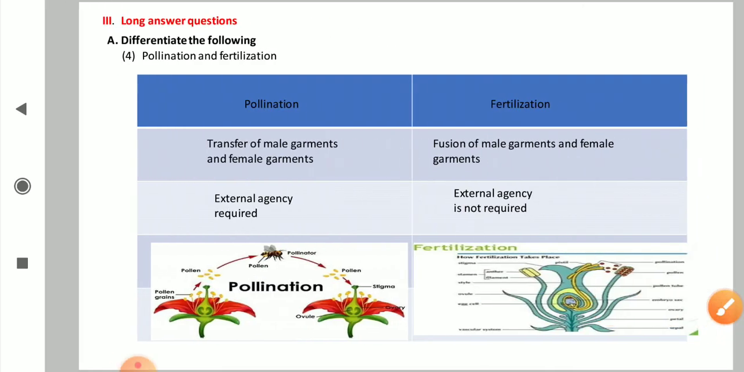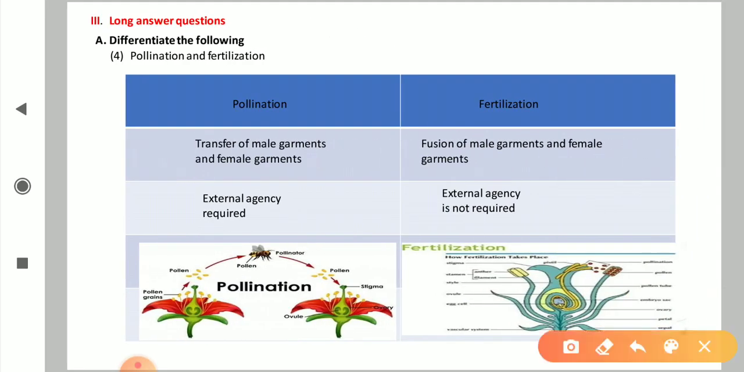Next, move to question number 4, that is pollination and fertilization. So what are the differences between fertilization and pollination? First one is pollination, the transfer of male gametes and female gametes. That means pollination means transfer, but fertilization means the fusion of male gametes and female gametes. Sorry, here it is not garments, but it is gametes.